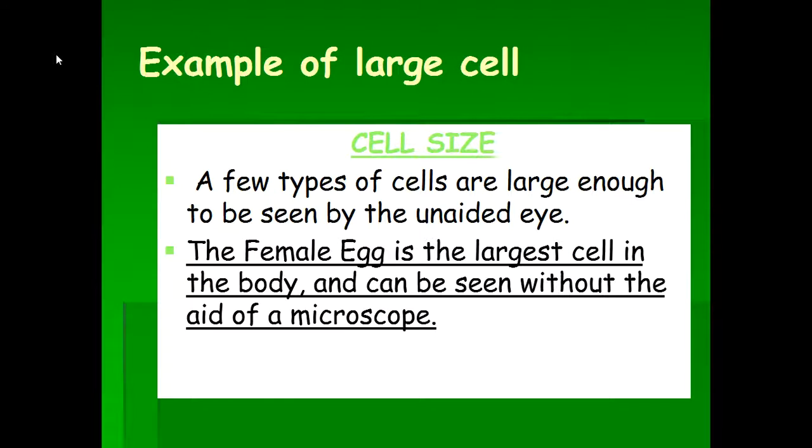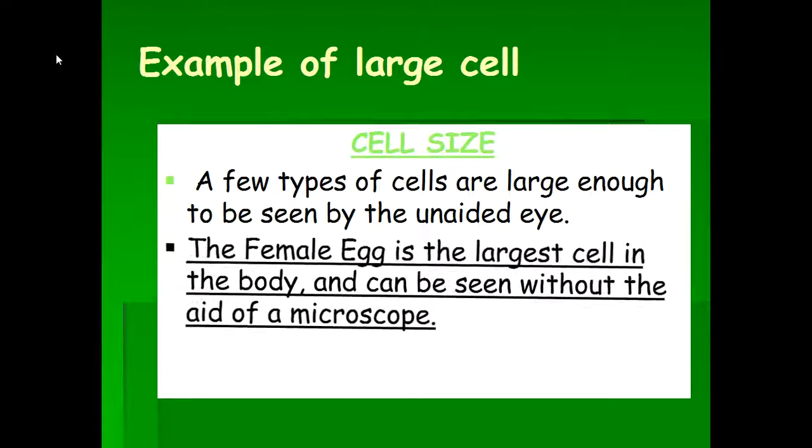Cell size. A few types of cells are large enough to see with the unaided eye. You need to know that the female egg is the largest cell in the human body and can be seen without the aid of a microscope. The zygote, the human egg cell, is the largest cell in the human body and can be seen without a microscope.